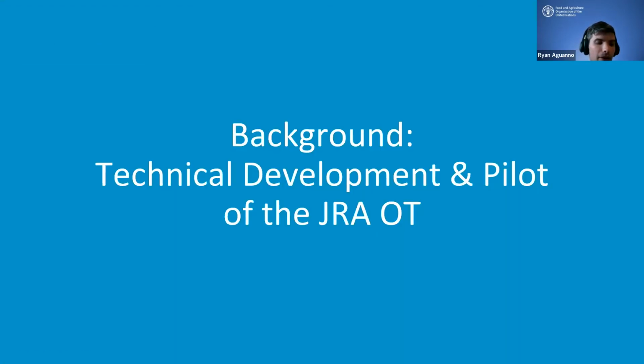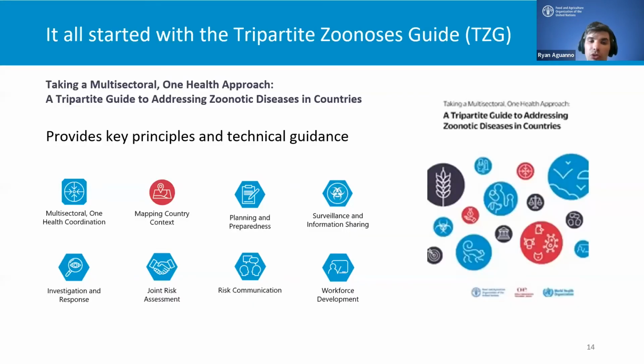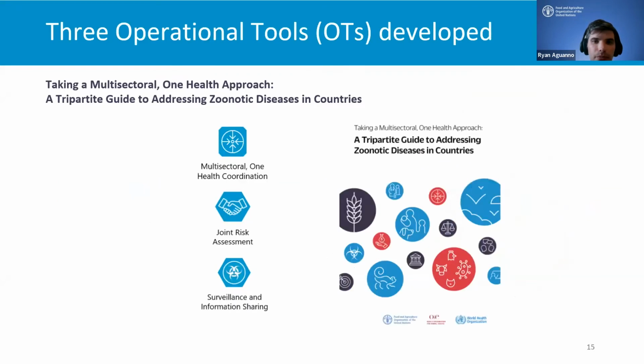So just very quickly, some technical development and piloting of the JRA. There's the Tripartite Zoonosis Guide, which is a guide that was created with a variety of tripartite tools. And you can see some of the tools on the left side there. And the JRA is actually the first tool that was created within the Tripartite Zoonosis Guide. There have since been 2 other tools that have just been published. And then the tripartite and quadripartite will soon be working on completing the other tools over the next few years. So as I've said, there are 3 tools that have been developed. Along with the JRA, there is the multi-sectoral One Health coordination tool, and then there is the surveillance and information sharing tool, and of course I won't get into those right now.